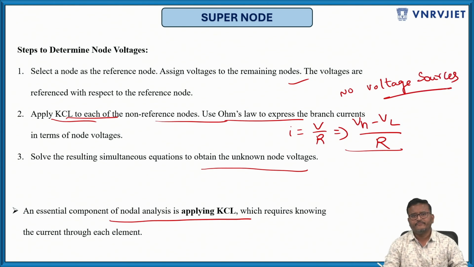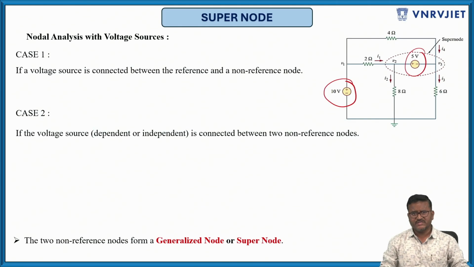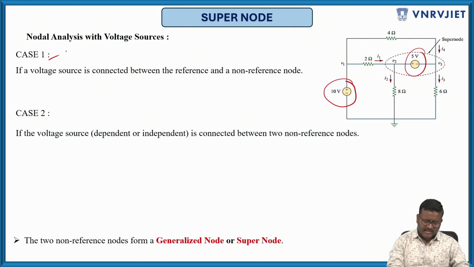What if the circuit has voltage sources? This is the example I have considered. If you go through this circuit, it has two voltage sources, one here and another here. So that can be described with two cases. What is case 1? A voltage source is connected between a non-reference node and the reference node.